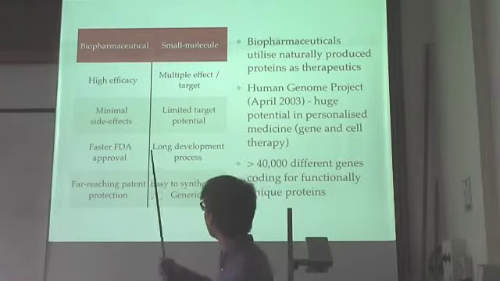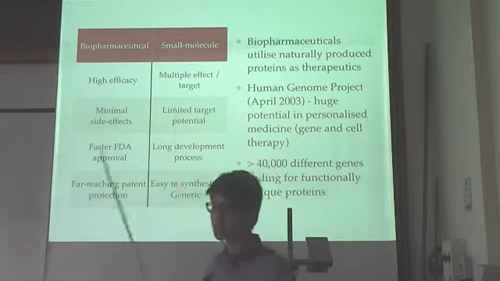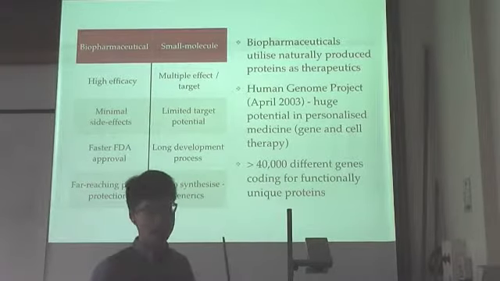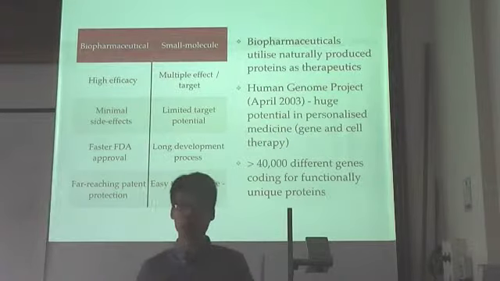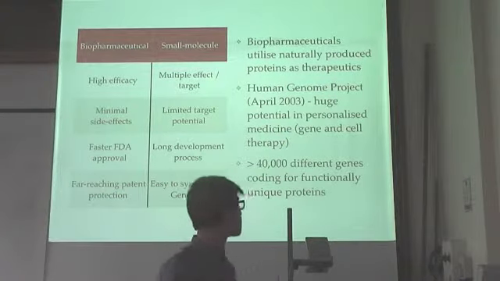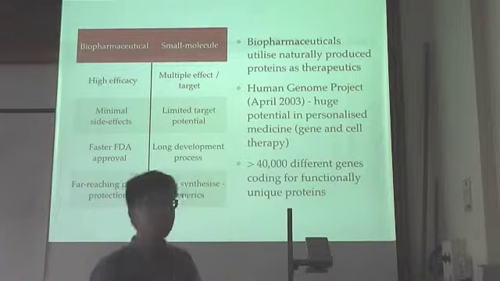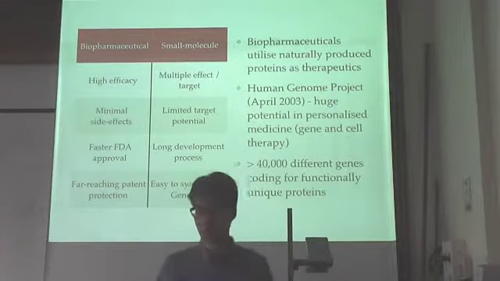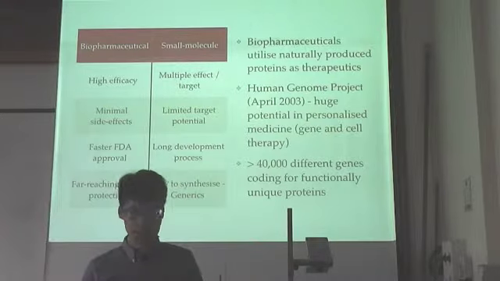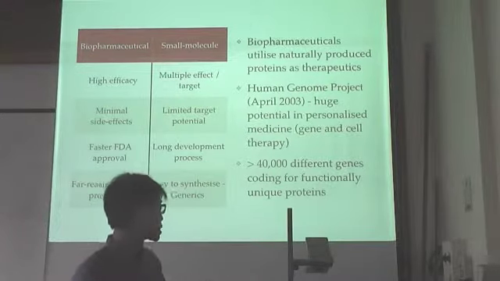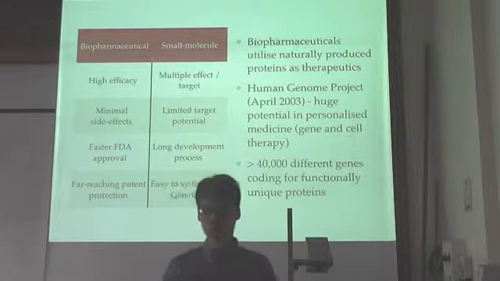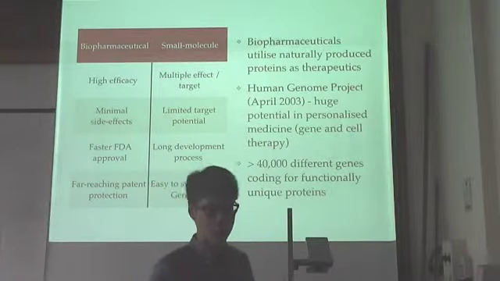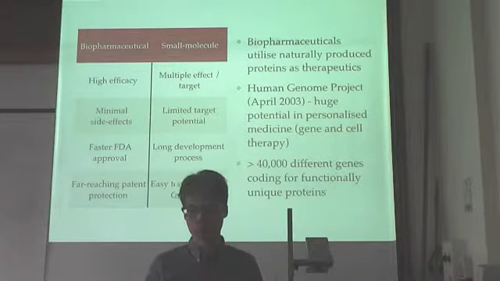So biopharmaceuticals normally use naturally occurring products, proteins, as therapeutics. And since the completion of the Human Genome Project back in 2003, it has opened up a huge potential in personalized medicine, such as gene and cell therapy. Lastly, there are over 40 different genes coding for functionally unique proteins, and this represents a large pool of untapped possibilities for new and exciting biopharmaceuticals.